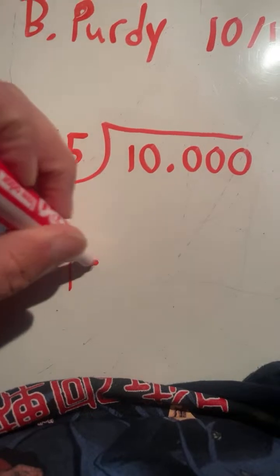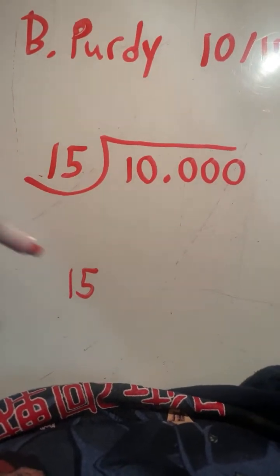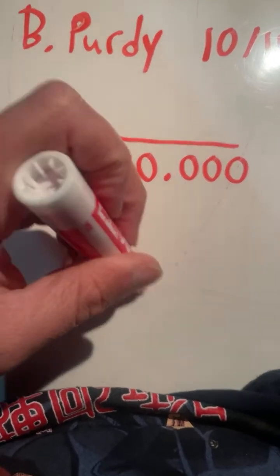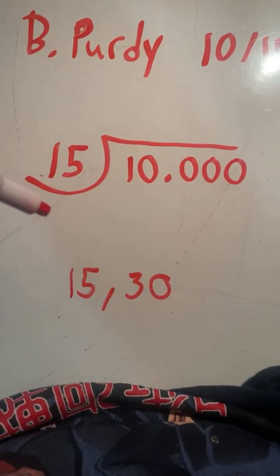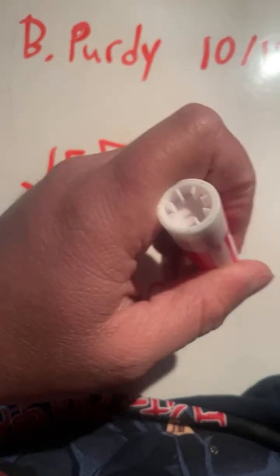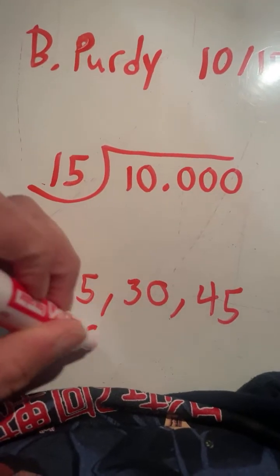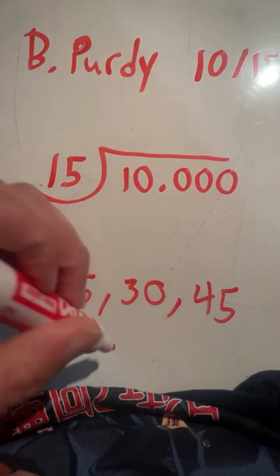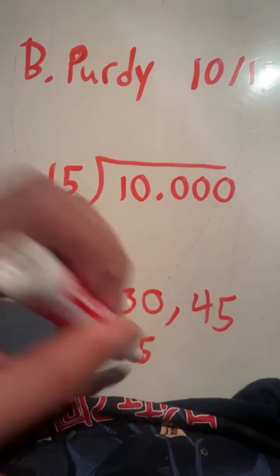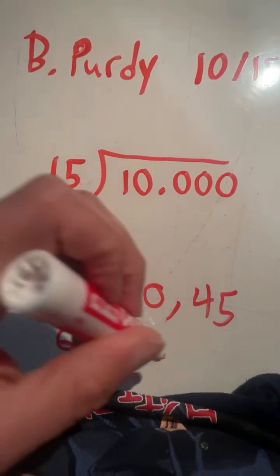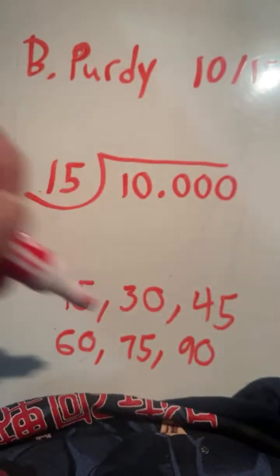Here we go. 15. That's one group of 15. 30, two groups of 15. 45, three groups of 15. 60, four groups of 15. 75, 5 groups of 15. 90, 6 groups of 15.